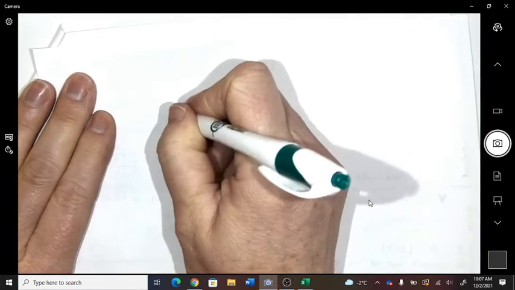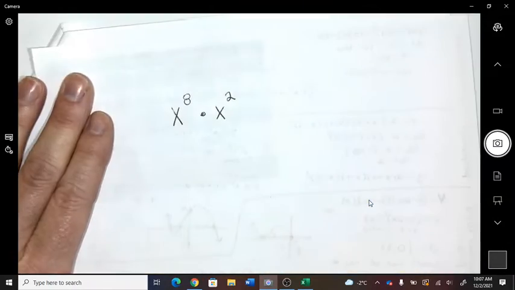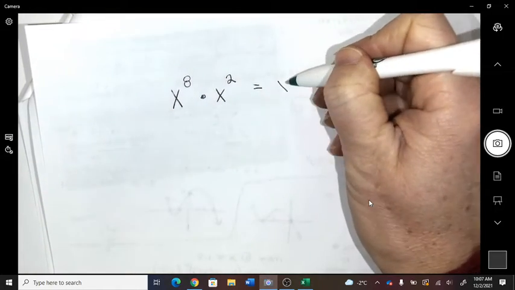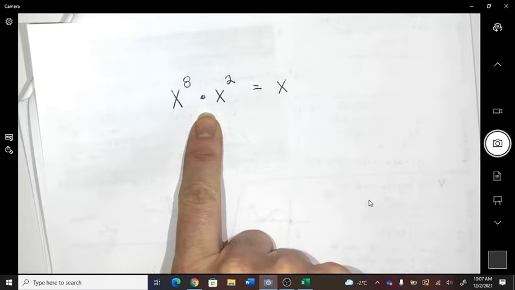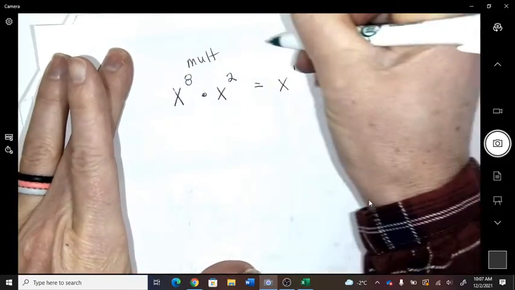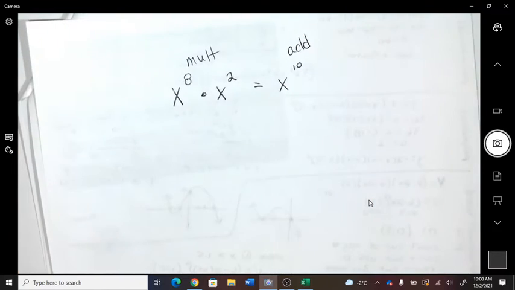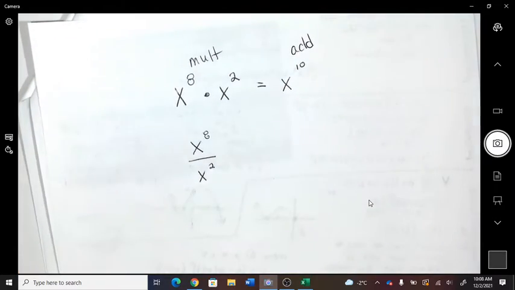Okay, I'm going to give you some flashbacks to grade 9. Here's a grade 9 flashback. What did you do when you had exponentials and you were multiplying them? You add them. So if these were multiplied, you added the exponents. Okay, that was kind of a rule you learned, right? So what did you do in grade 9 with something like this?